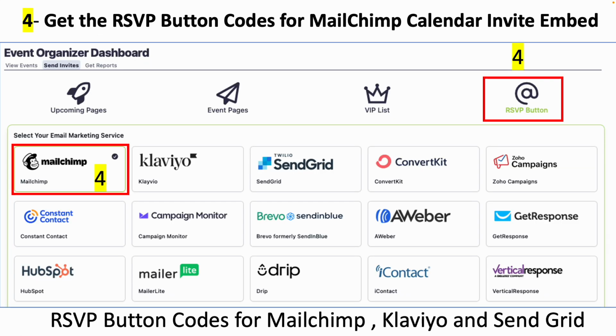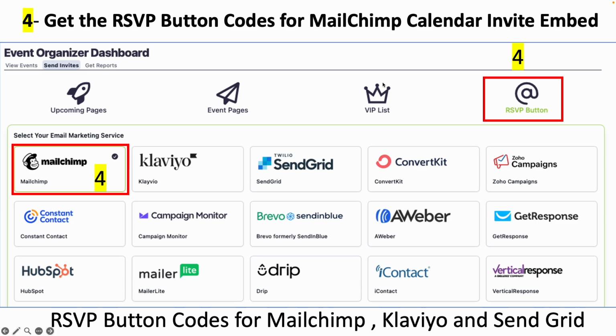So once you do that, you can go into the RSVP buttons. You can grab the code for MailChimp. Now, we do 50 integrations with various email platforms. By far, MailChimp, Klaviyo, and SendGrid are the big three. They're sending almost 8 trillion emails, if you get your head around that, a year.